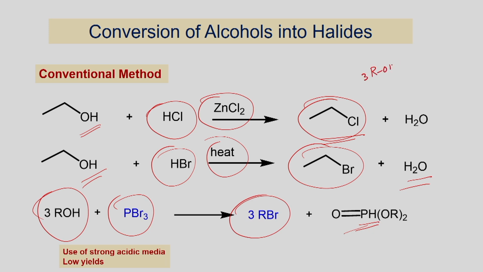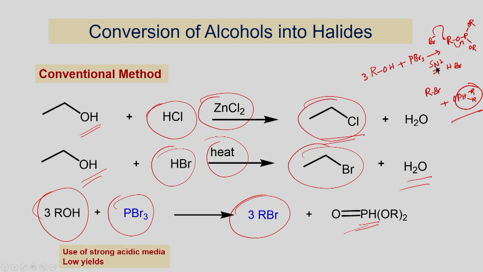If you look at this reaction, three molecules of alcohol react with PBr3, and you form an intermediate and HBr. Once you form this one, the Br minus can react and you will be able to form alkyl bromide, and you get this as a byproduct. So, this can take place via the SN2 pathway.